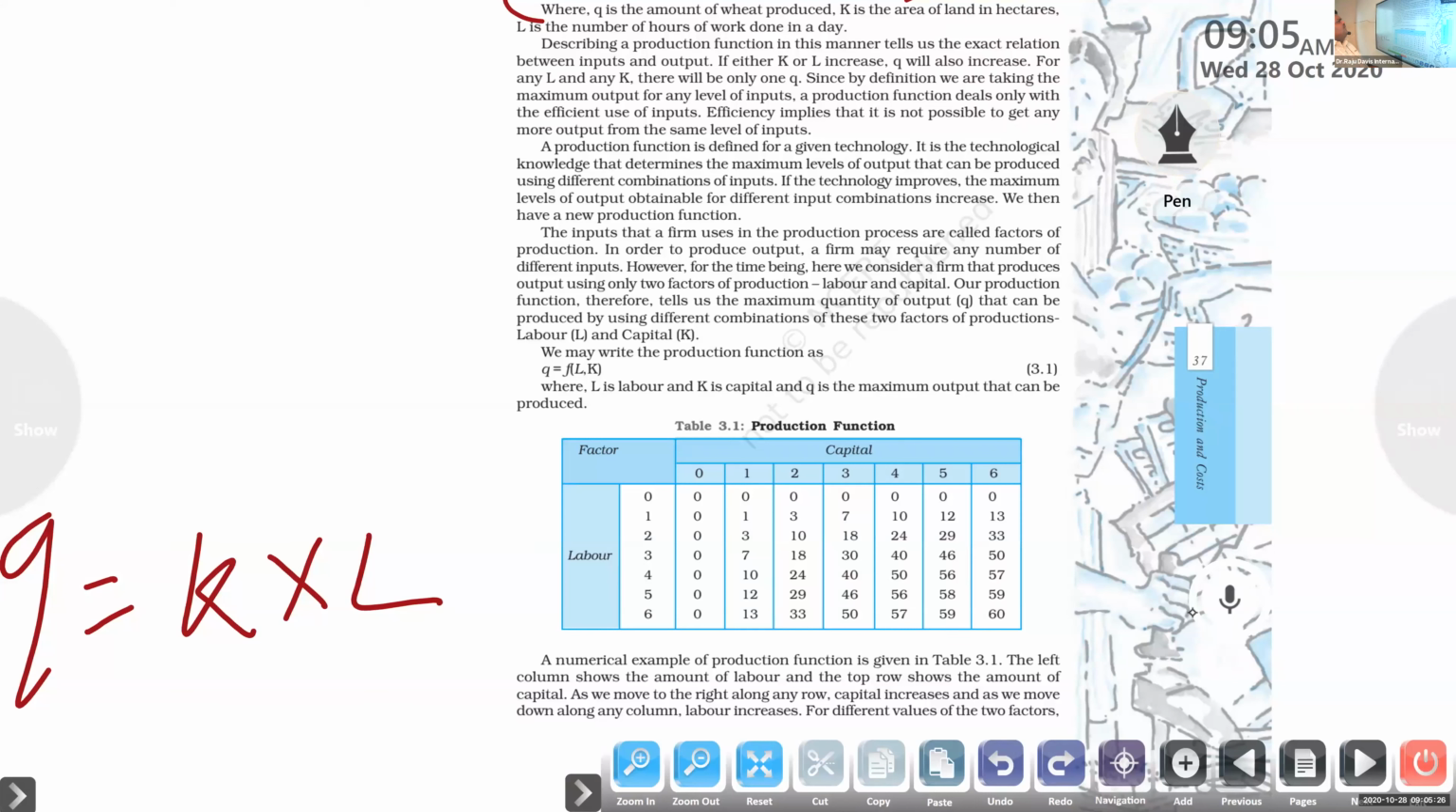A production function is defined over a given technology. It is the technological knowledge that determines the maximum level of output that can be produced using different combinations of inputs. Just underline that. If the technology improves, the maximum level of output obtainable from different input combinations increases. We then have a new production function.